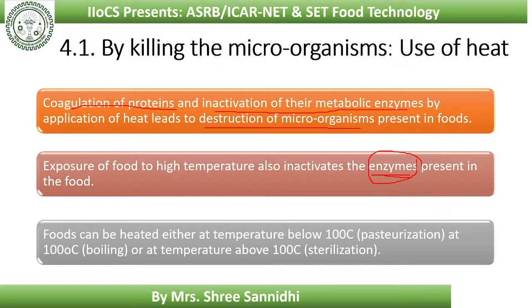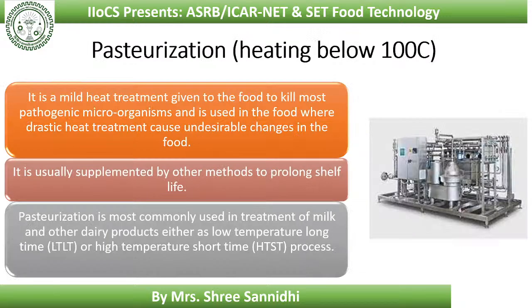Let us see more about these different methods of heating food. First one is pasteurization, where we heat the food below 100 degrees Celsius. So pasteurization is a mild heat treatment given to the food to kill most pathogenic microorganisms and is used in the food where drastic heat treatment causes undesirable changes in the food.